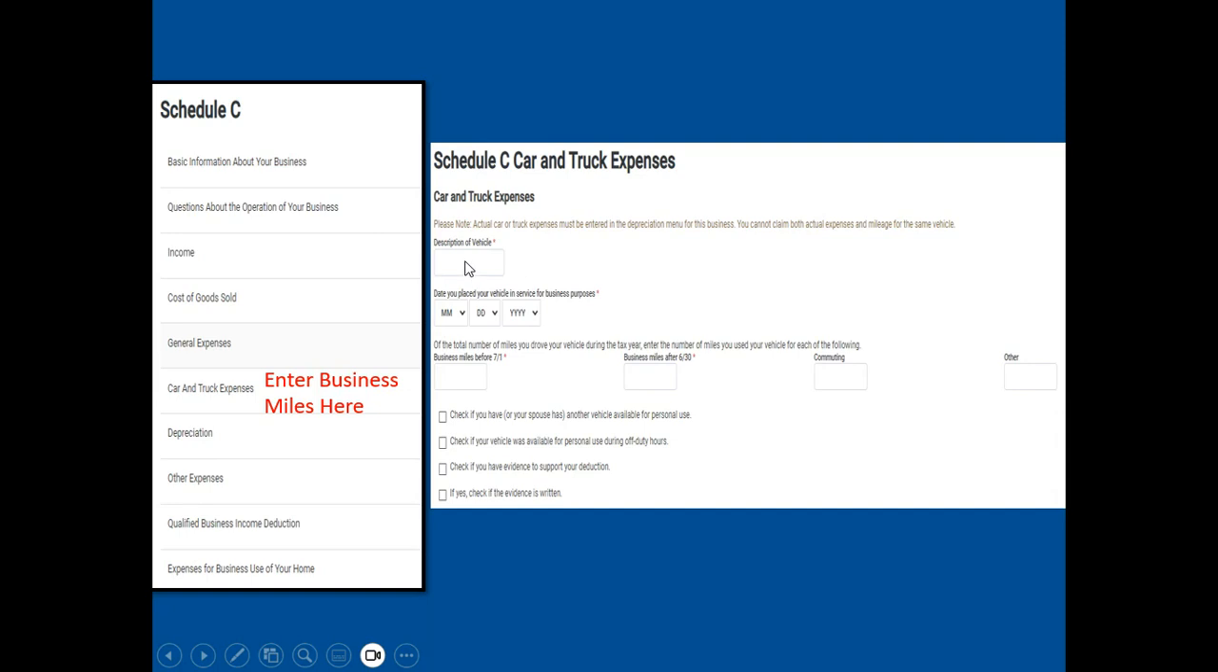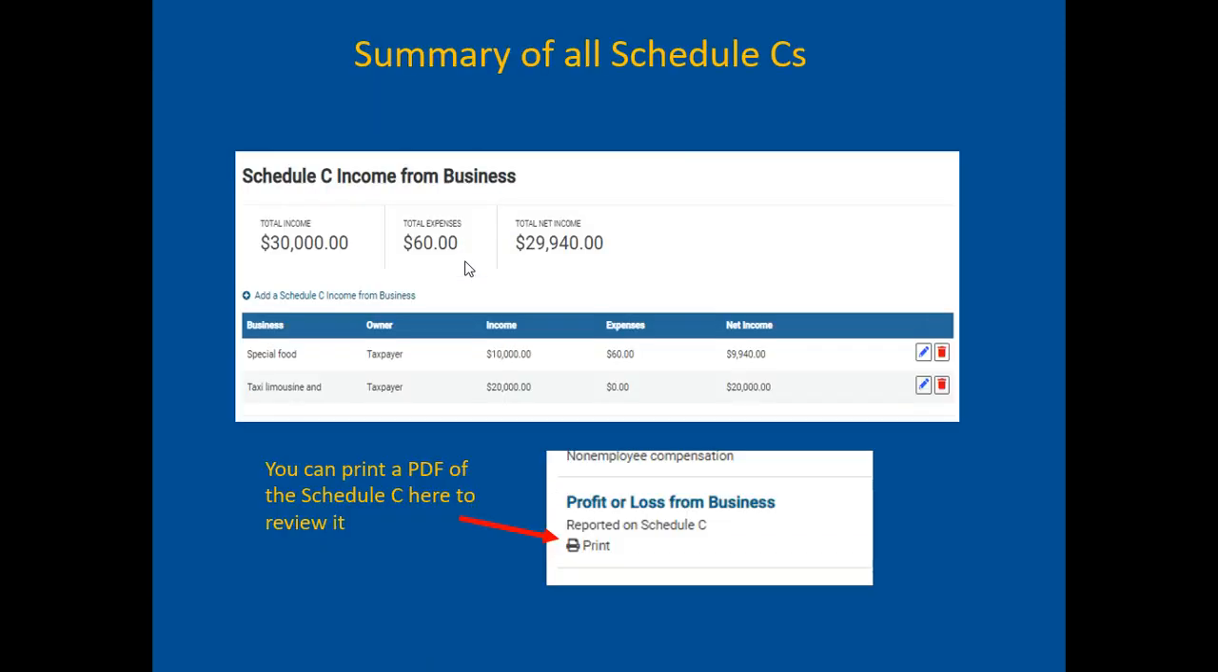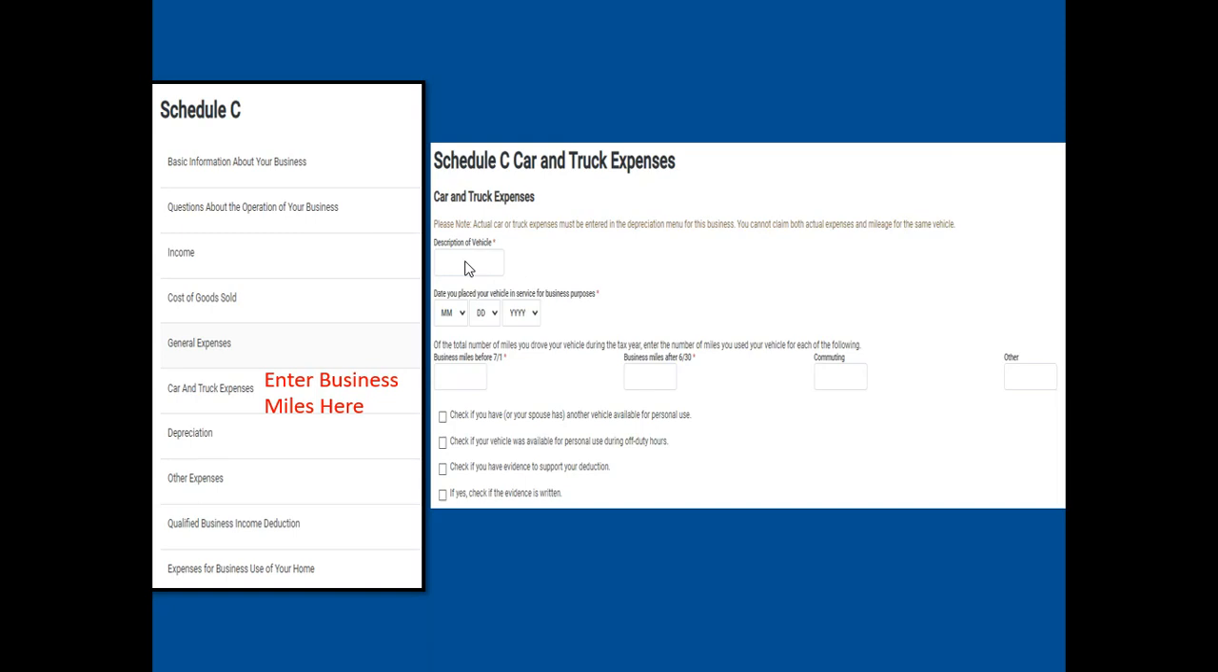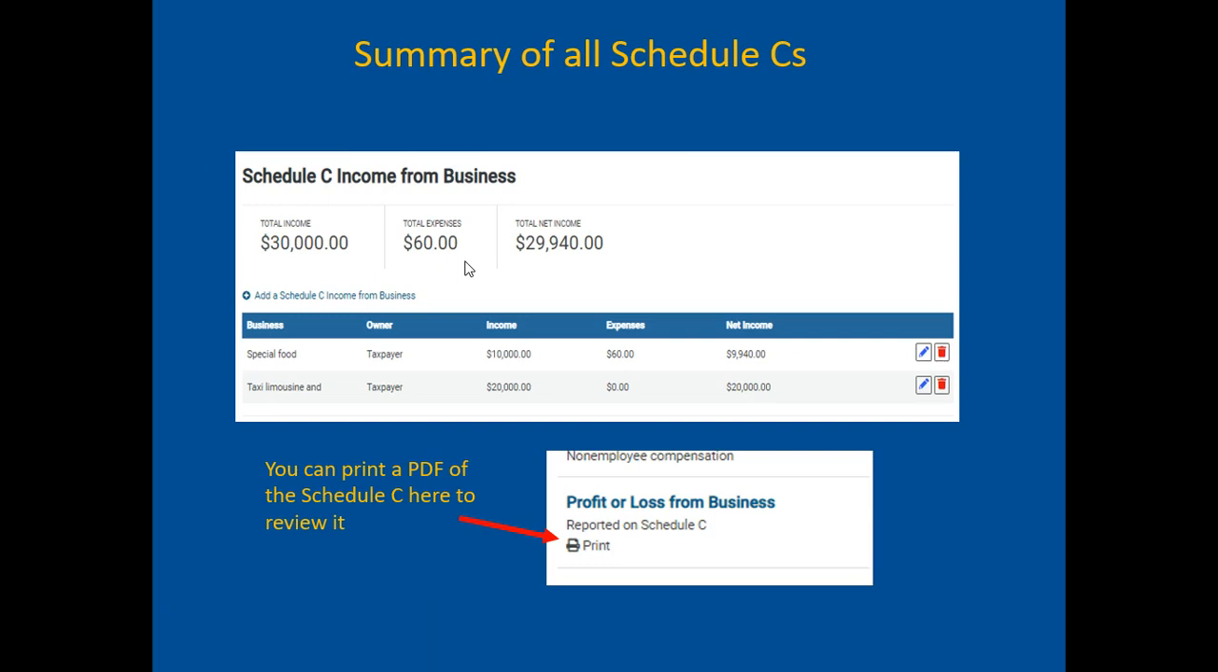Description of the vehicle does not need to be complex. It could be Ford. Oops. It could be Chevy. It could be 2017 Cherokee. Whatever you want to put. When did you first use this vehicle for this job? And then just fill in the rest based off of their answers.